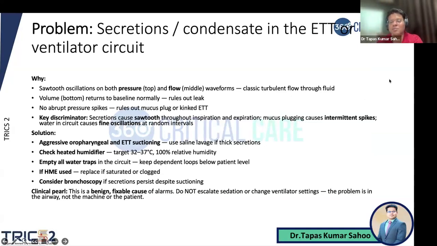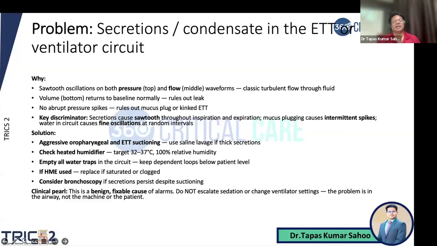Now, mucous plugging, if it is happening, can cause an intermittent spike. It will not be throughout. And water in the circuit causes fine oscillation. So here it is secretions, not completely water. Water would give fine oscillation, not the sawtooth or coarse oscillation.